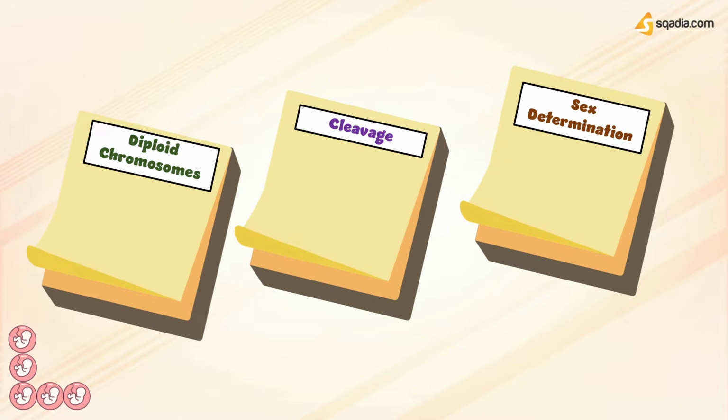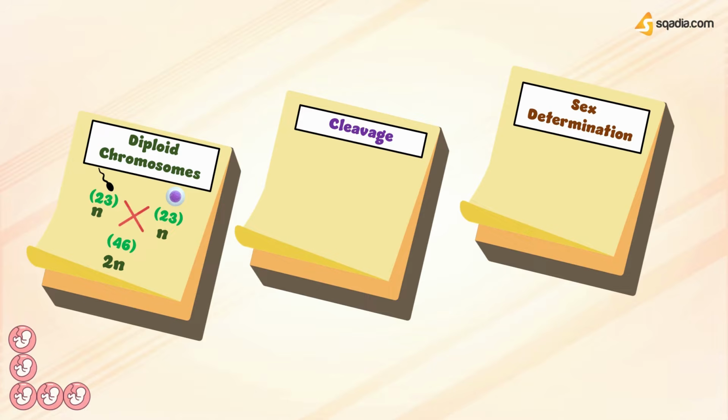First is the restoration of the diploid number of chromosomes. It means 23, or haploid number of chromosomes, from sperm, and 23, or haploid number of chromosomes, from egg. So, 23 plus 23 is 46. And haploid into haploid becomes diploid.